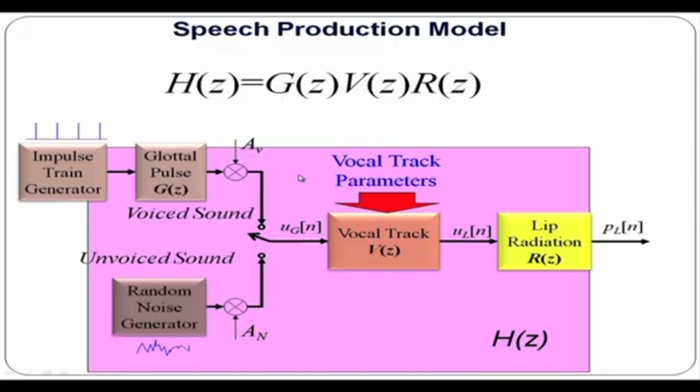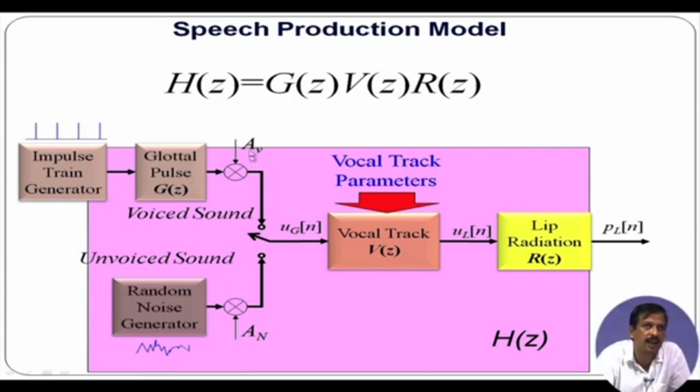Okay. So, if you see how speech is modeled in the digital domain, there is an impulse generator, then a glottal pulse modulator, the glottal transfer function, and then there is a gain, the speech gain. If the speech is voiced, it is connected to here; if it is unvoiced, it will be connected to here, which is a random noise generator. Okay. And that U_G(n) passes through the vocal tract, giving U_L(n), which is the output of the vocal tract, and through the lip radiation I get the speech.